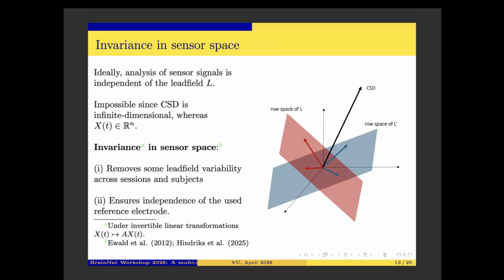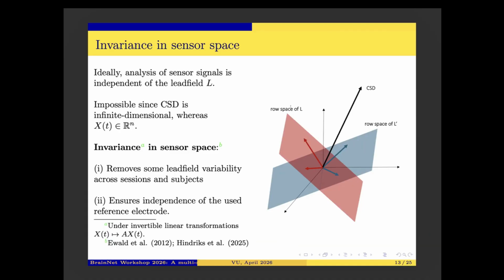Ideally, what you want is that your sensor analysis does not depend at all on the lead field. But that's not possible in general, right? Because currents are much higher dimensional than your sensors usually, well, depending on the experimental paradigm, for example in resting state.